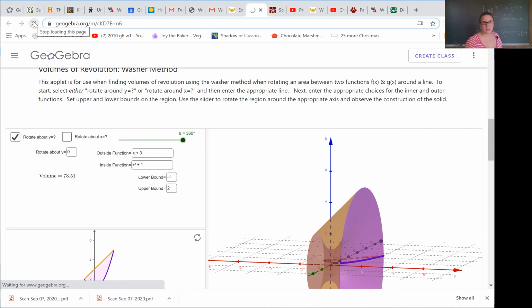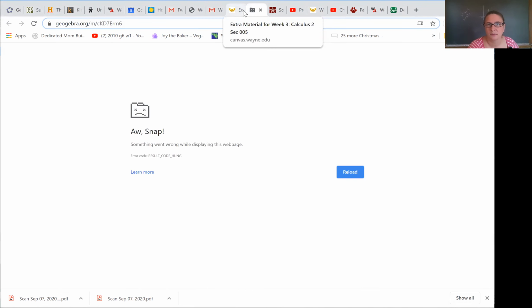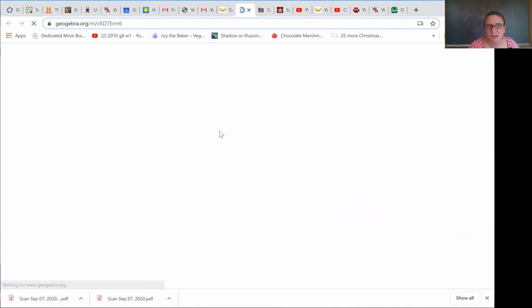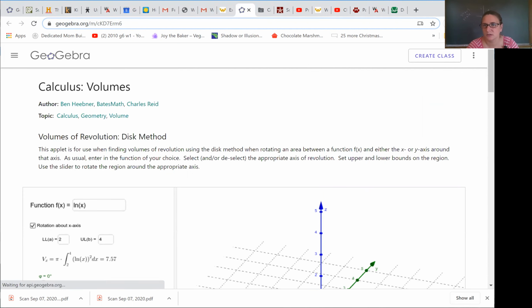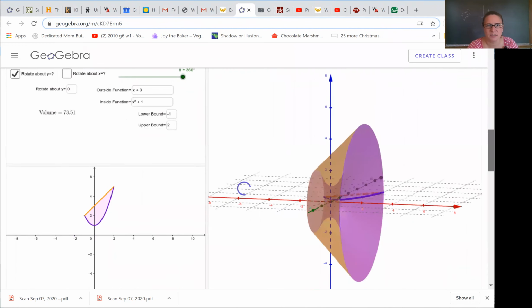Okay, it's x plus 3 and x squared plus 1. Is it? Did it? No, it's dead. Let's try one more time. It's dead. Dead as a doornail. It's here under extra material. Maybe you'll have better luck than me. There's two of them on this page, but this is the one I was trying to get to.